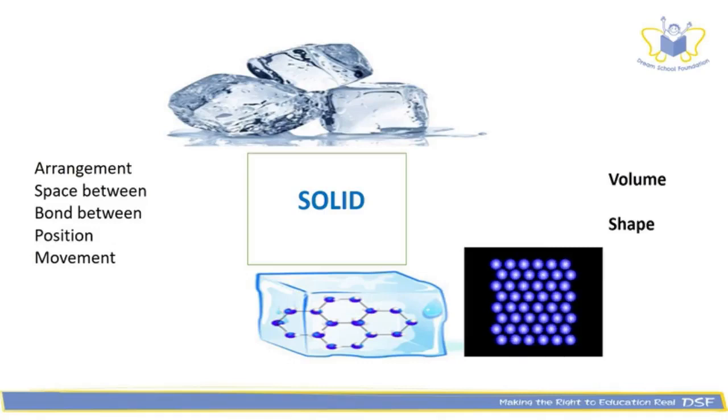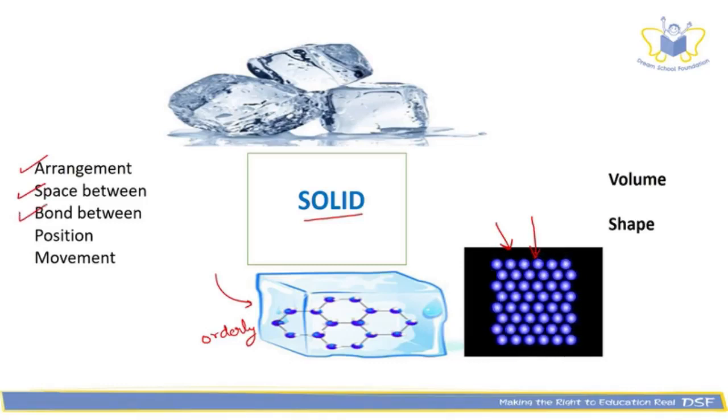Let us look at solids, liquids, and gases individually. Let us start with a solid. Let us look at the particles in a solid. Let's first look at the arrangement. If you can see, the arrangement is very orderly. You can see here that the arrangement is very compact. They're all very tightly arranged. Space between. If you look here, you can see that there is hardly any space between the particles.